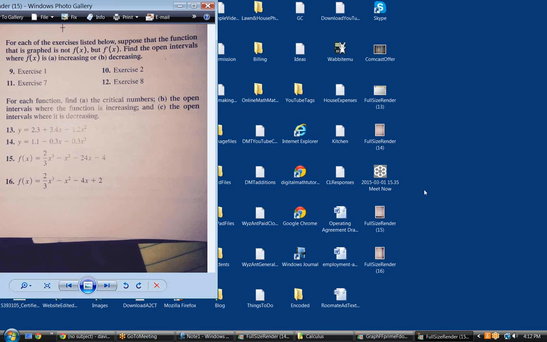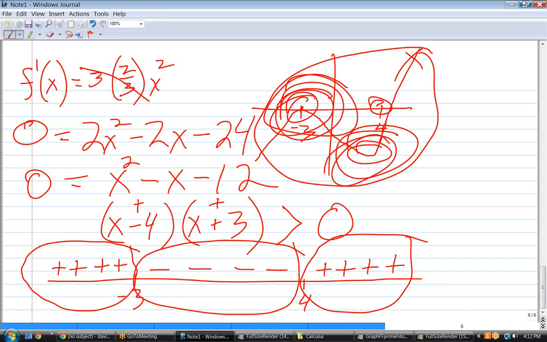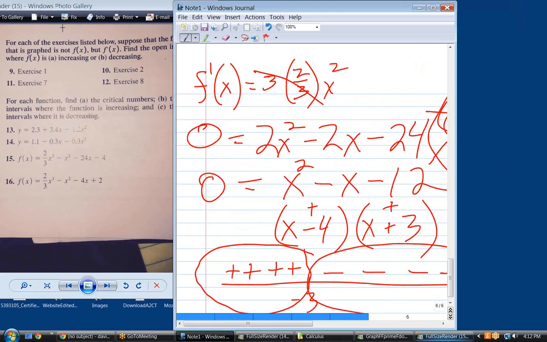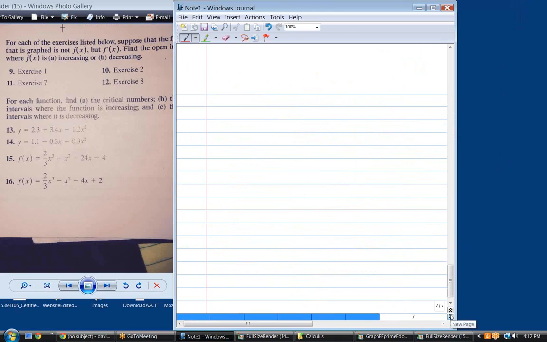Have you dealt with second derivatives at all? Yes. Okay. There's nothing magical about second derivatives. It's just the derivative of the first derivative. Right. So let's take the derivative of this one here.